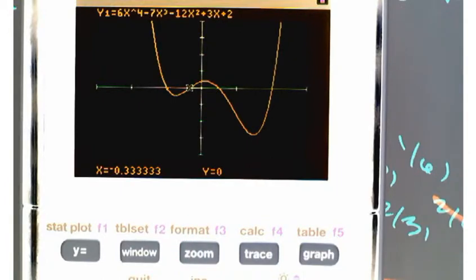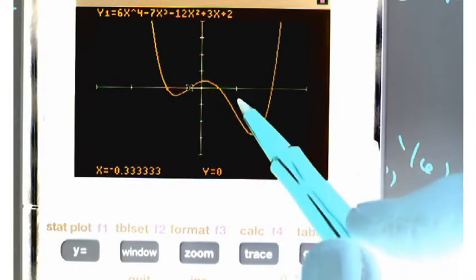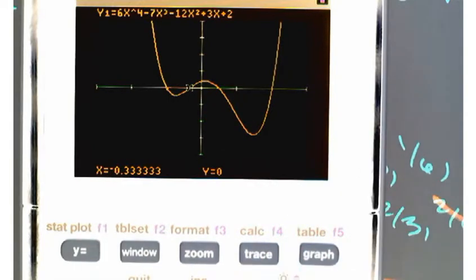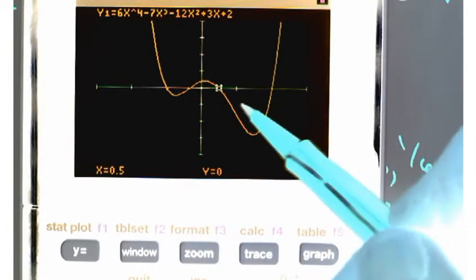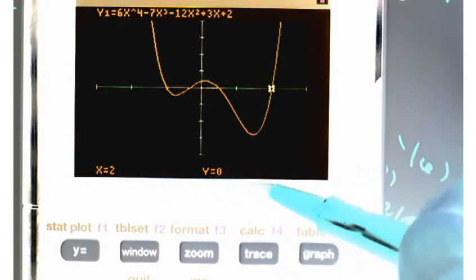So it's a root. And then I look at this like, well, that goes right between 0 and 1. So let me guess that 1 half, 1 divided by 2, oh, that's another root. Or 2 is a root. And all these have a y-coordinate of 0.